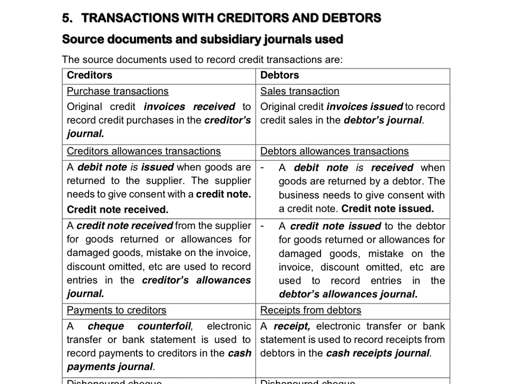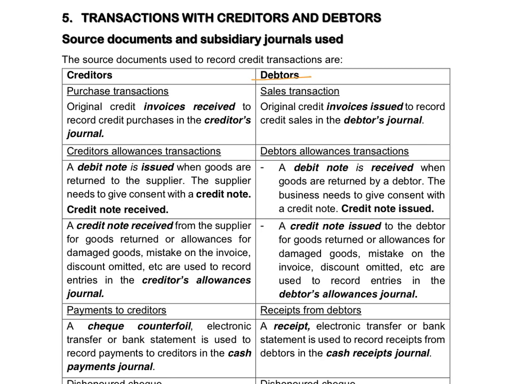Good morning. We will pay attention to transactions with creditors and debtors today, and we will pay attention to the documents that are used and the subsidiary journals that are used. The source documents are used to record the credit transactions. The first transaction is credit transactions when we purchase goods or we sell goods on credit. When we purchase goods, we buy it from our creditors. When we sell goods, we sell it to our debtors.